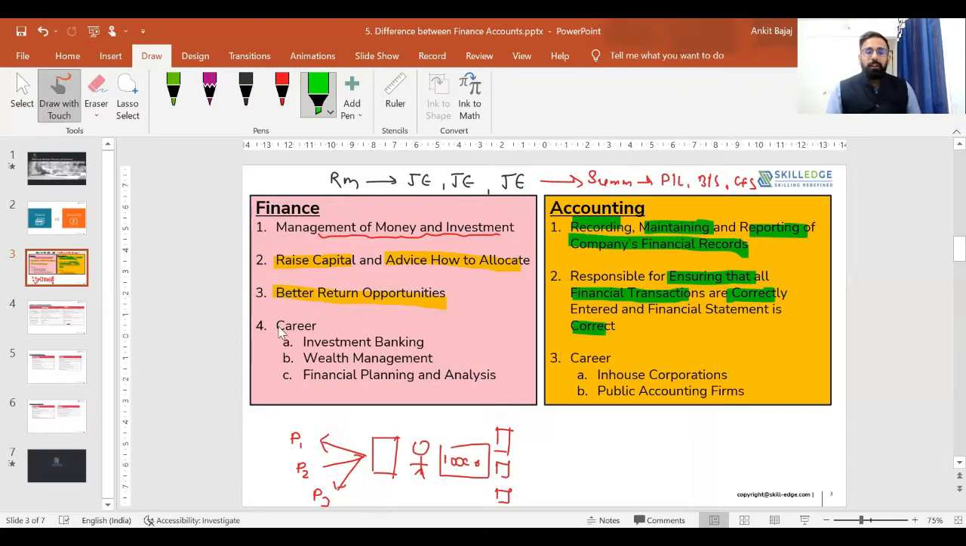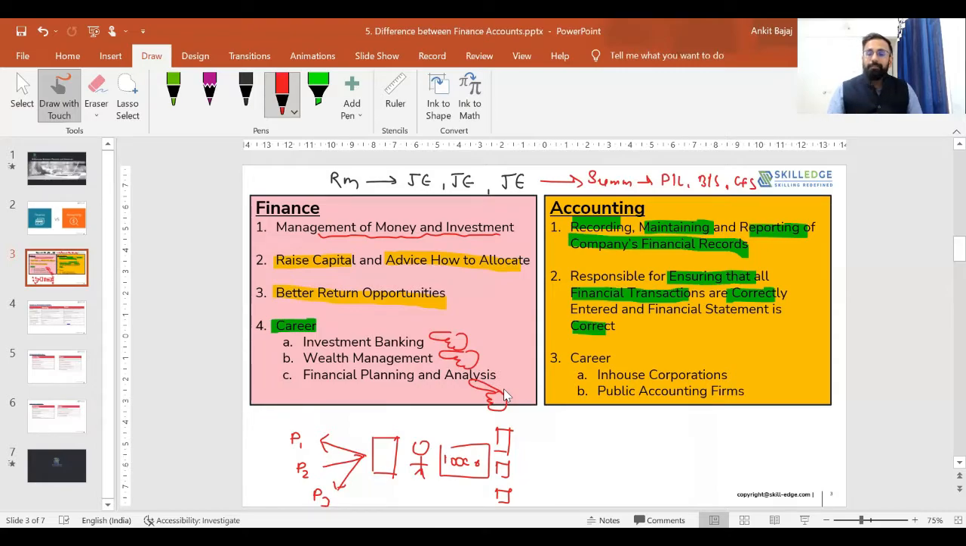Now if I talk about careers, where will you get a job if you choose finance as a career? Obviously when you are learning finance, you have to learn accounting. But let's suppose you are going for a core finance profile, there you can become an investment banker, you can become a wealth manager, you can become a financial planner, and you can do financial planning and analysis. So these types of job profiles you will be getting.